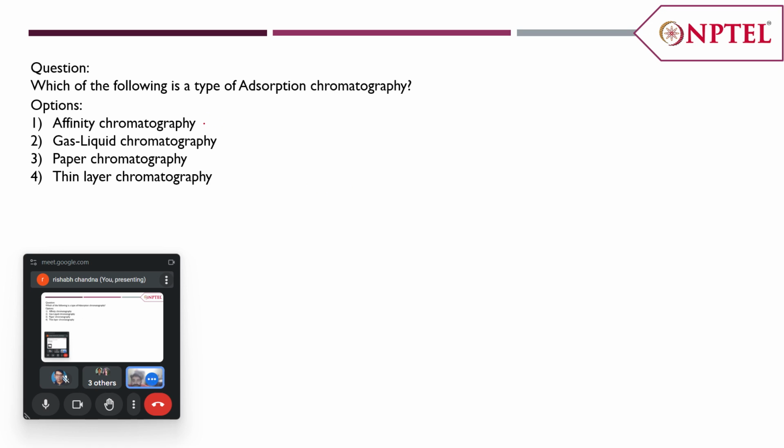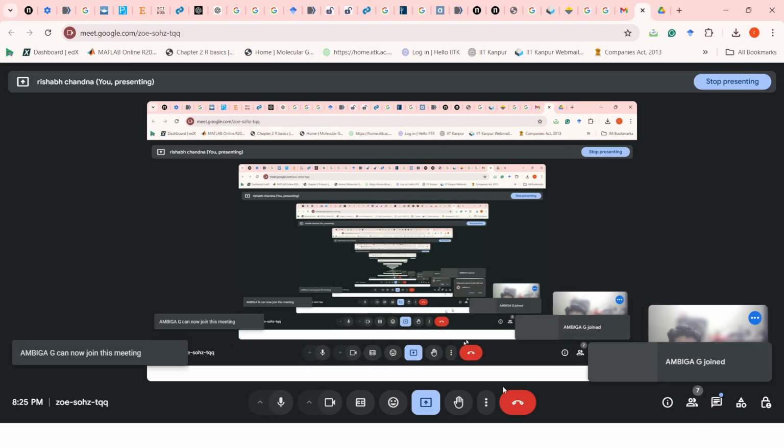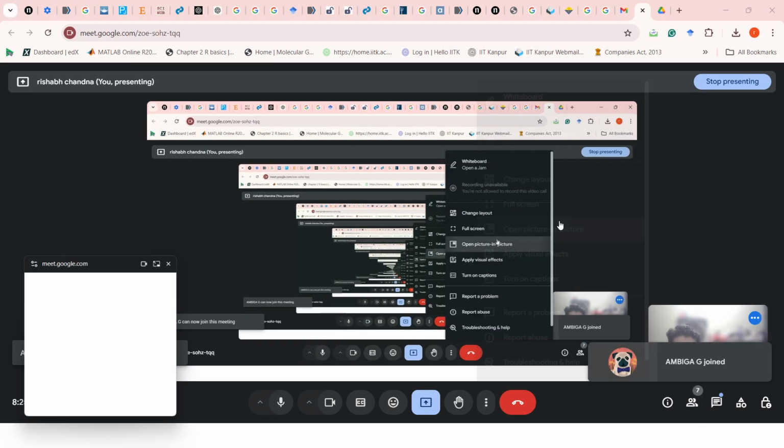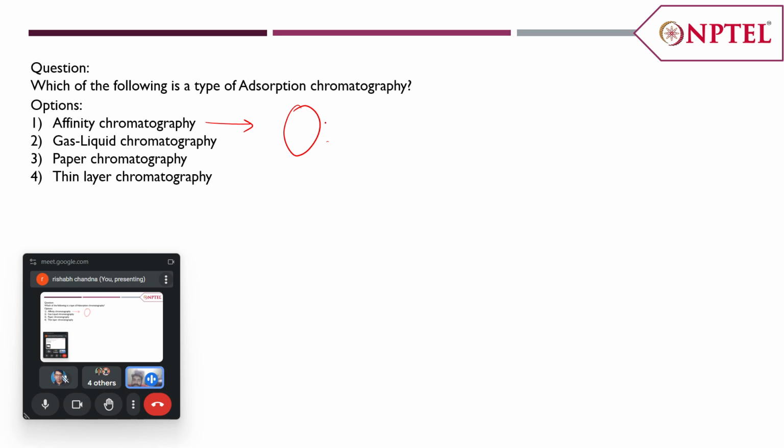So, in case of affinity chromatography, the protein molecule or the analyte is basically tagged with a molecule so that this particular tag will bind to the receptor present on the beads. Okay, so this is also adsorbing a particular protein on the beads itself. So this is a type of adsorption chromatography.